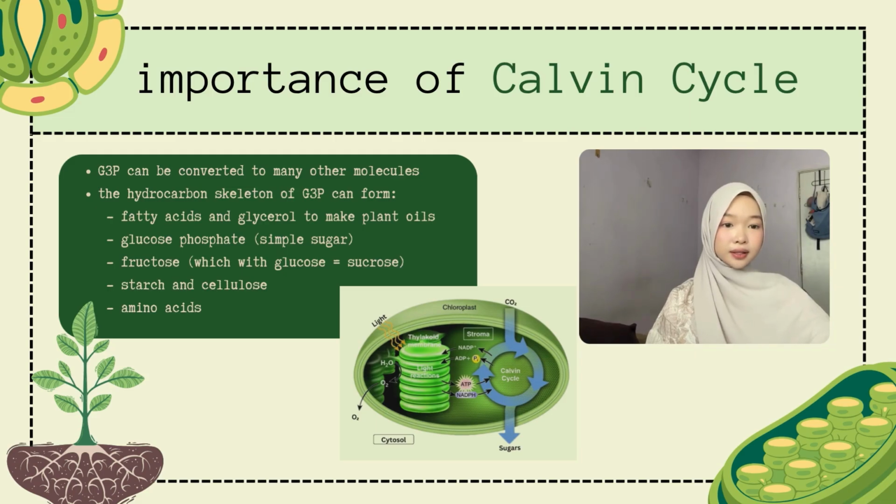The Calvin cycle is very important because it produces G3P, which is a key molecule for many biological processes. G3P can be used to form glucose, which provides energy for the plant. It can also be converted into starch for storage, cellulose for cell walls, and even lipids and amino acids. This shows that the Calvin cycle plays a major role in plant growth, development, and survival.